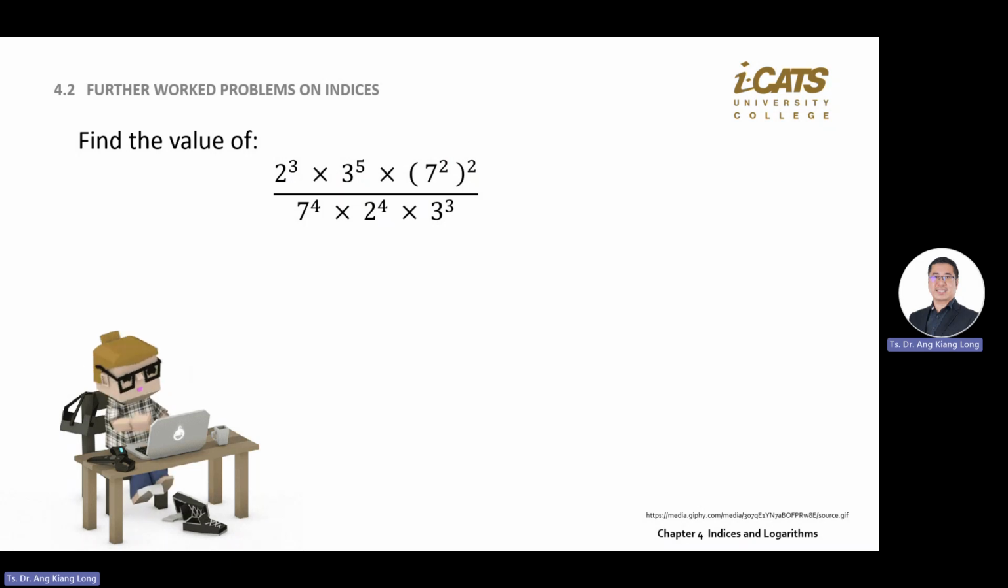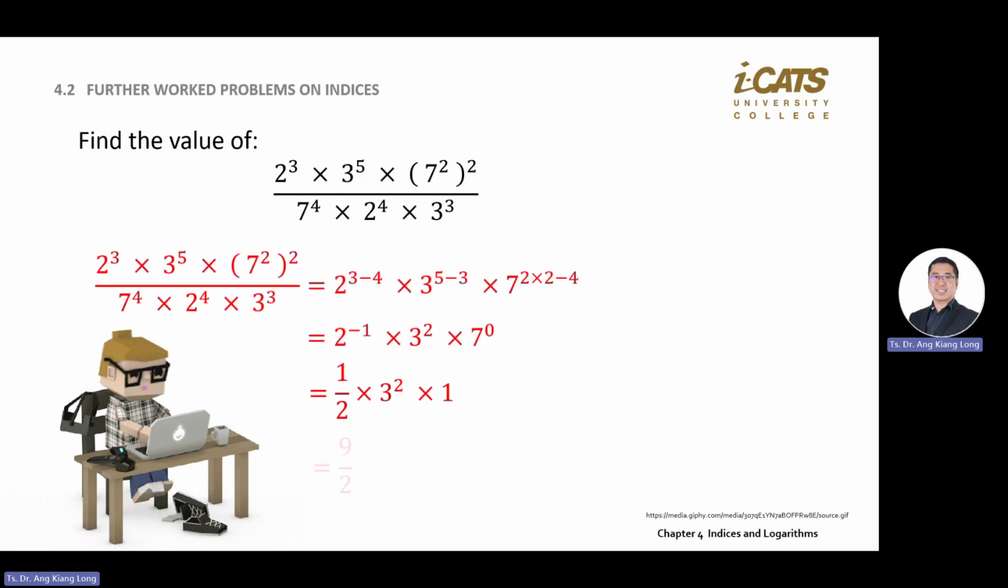Okay, so just by your mind calculation, what will be your base 2 answer? 2 power what at the end? Okay, -1. So 3 will be 3 power 2. 7 will be power 0 but equal to 1. Okay. So your final answer will be 9 divided by 2. Okay. Again, in the test, you need to show me the steps by applying the law of indexes.